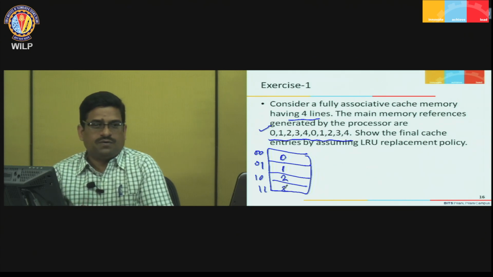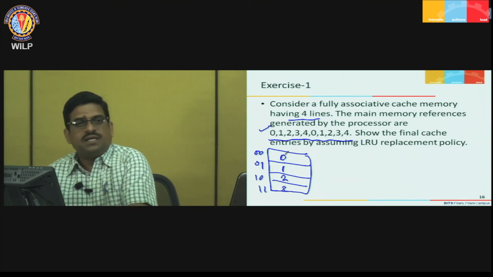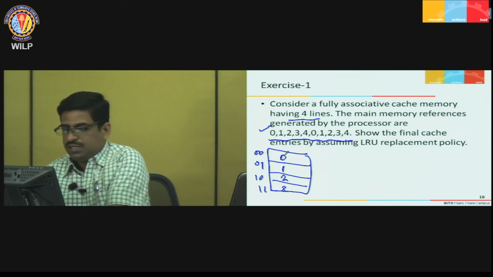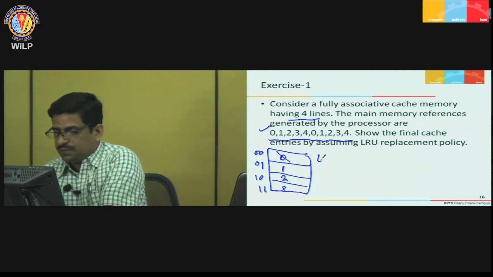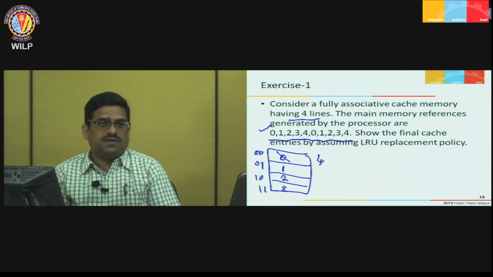So far I don't have to remove anything. After that, 4 arrives. Now what is the least recently used? This 0 was the least recently used. So in place of 0 I will put 4, and like that you can fill the other entries and find out the final data. I hope you can do it.